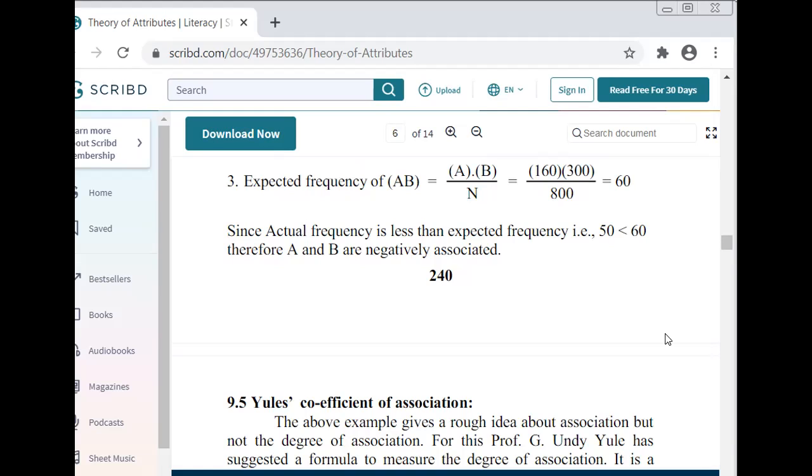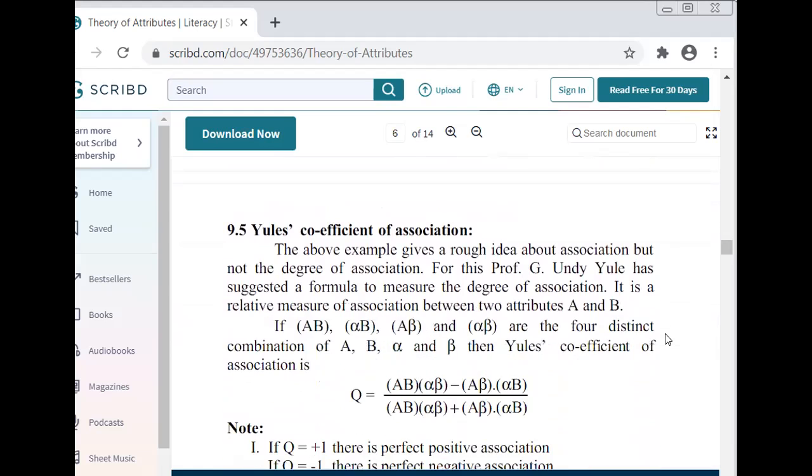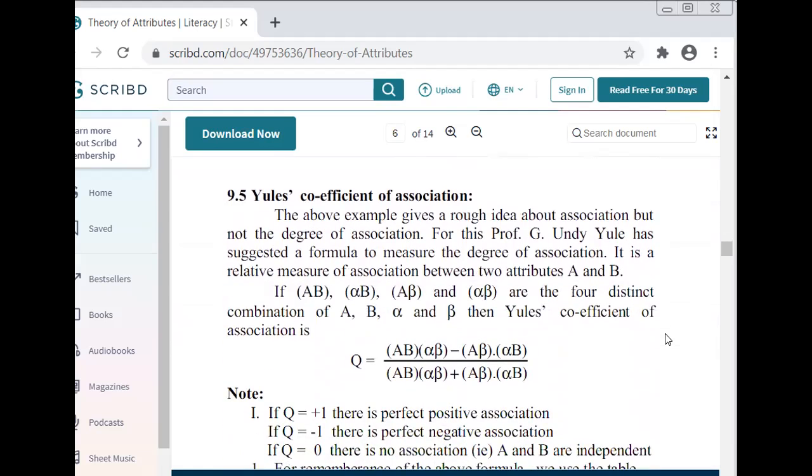Positively associated. Then third, if the frequency of AB is less than the frequency of A times B by N, then A and B are negatively associated. So these are the problems based on association. Next, last class I think we already saw the Yule's coefficient of association formula.